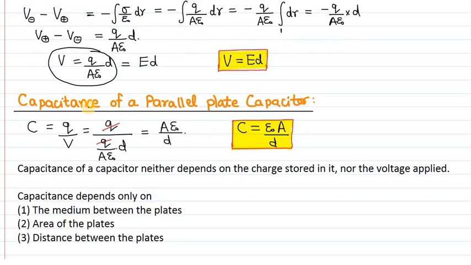Let us write down. The capacitance of a capacitor neither depends on the charge stored in it nor the voltage applied. You may think that capacitance is defined as the ratio charge upon voltage, so capacitance must depend on the charge and also on the voltage. But that is not true actually. Capacitance depends only on three factors: the medium between the plates, meaning epsilon naught for the vacuum, or epsilon if you put any other medium; the area of the plates; and thirdly the distance between the plates. So capacitance depends only on the geometrical factors and the medium between the plates.